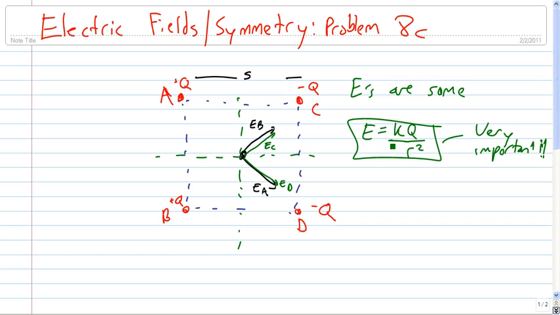Okay, and Q is the same, right? They all have the same charge. And also the distance, this R, which represents this distance here, is the same for each. Okay, so the E's are the same.